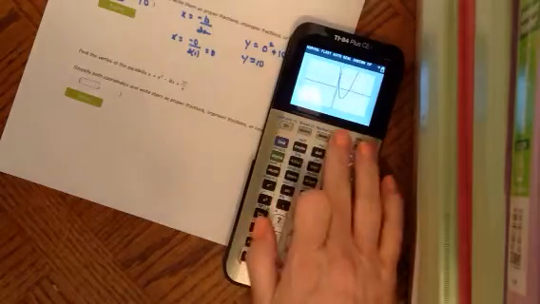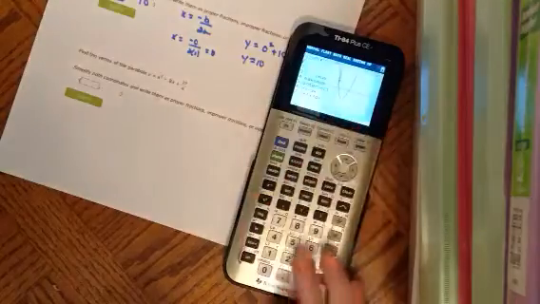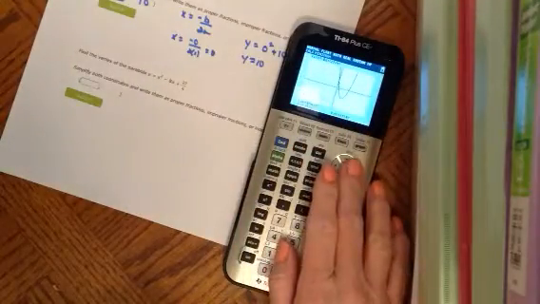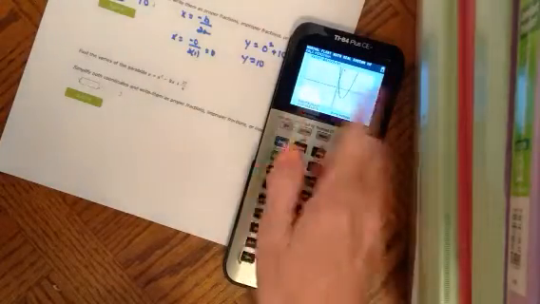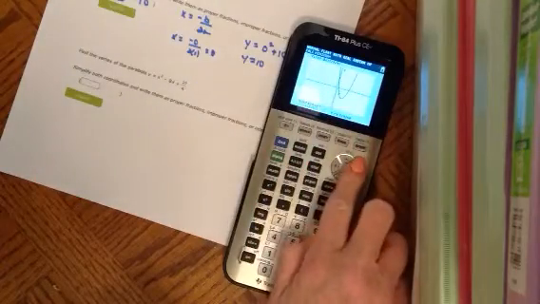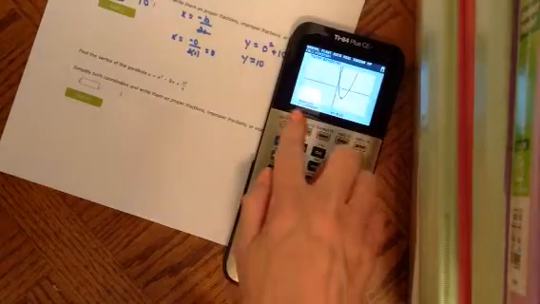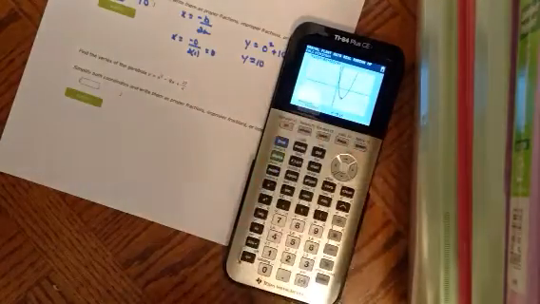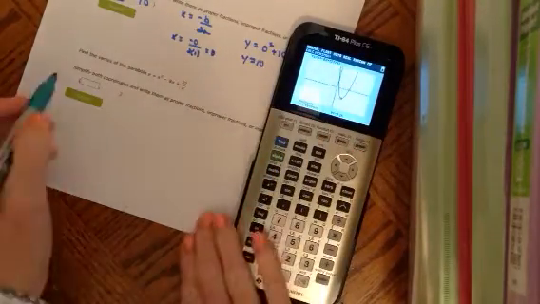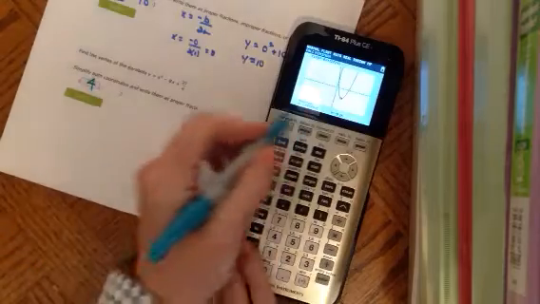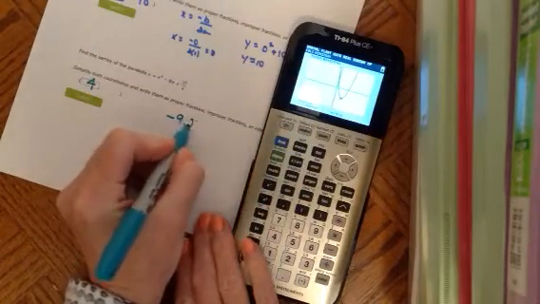So let's see, second and calculate, it's still a minimum value because the parabola opens upward. Hit enter anywhere to the left. Now we want right bound, so anywhere to the right, hit enter, you don't want to guess. So minimum, if you round 3.999999 off, that's going to be a 4. And our y coordinate's negative 9.25.